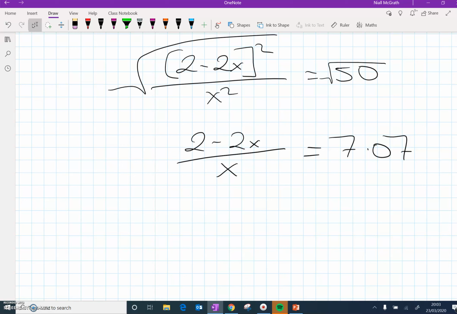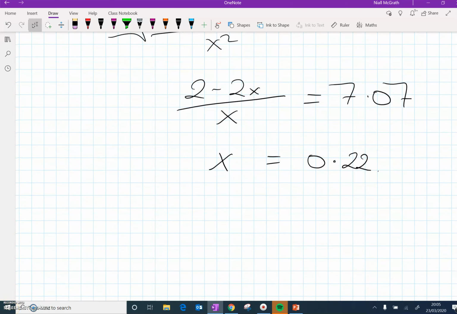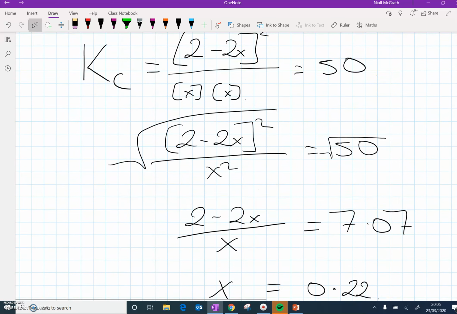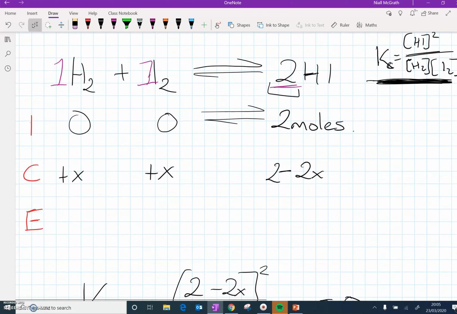Okay, again, working out for x, x is going to come out to be 0.22. It's just maths that you have to use there in order to come out with your 0.22. So that's your value for x. Your x value is equal to 0.22.